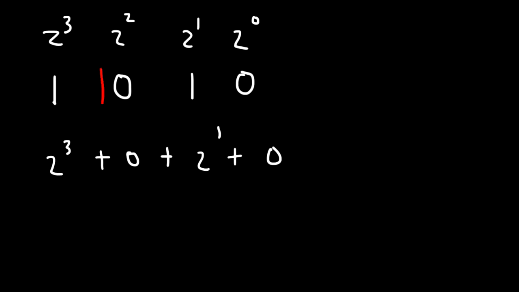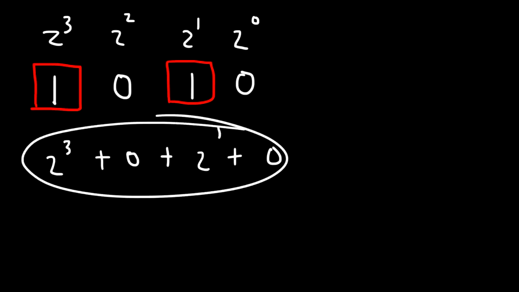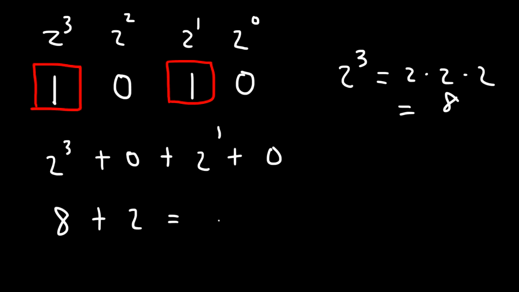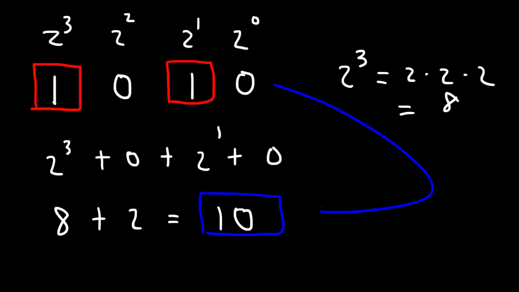So everywhere you see a 0, you can ignore it. So we only need to focus on the numbers that contain a 1. Now, let's add up these numbers. So what is 2 to the third power? 2 to the third power is 2 times 2 times 2, which is 8. 2 to the first power is simply 2. So we're going to get 8 plus 2, and so the answer is 10. So the binary number 1010 has a value of 10.